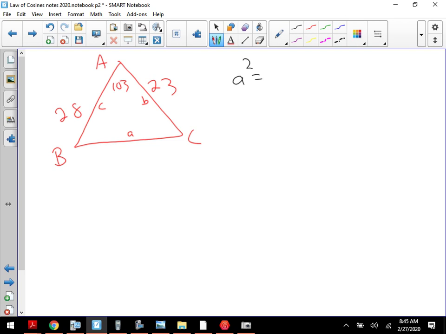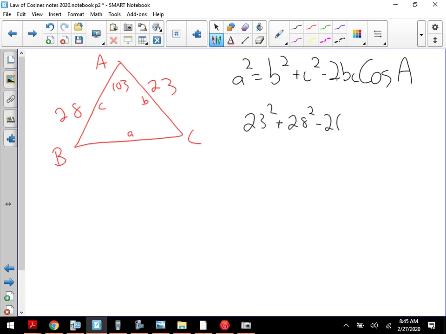a squared equals b squared plus c squared minus 2bc cosine A. Okay, and then we start filling in the values. 23 squared plus 28 squared, minus 2 times 23 times 28, cosine 103. And then square root it, and what'd you get?